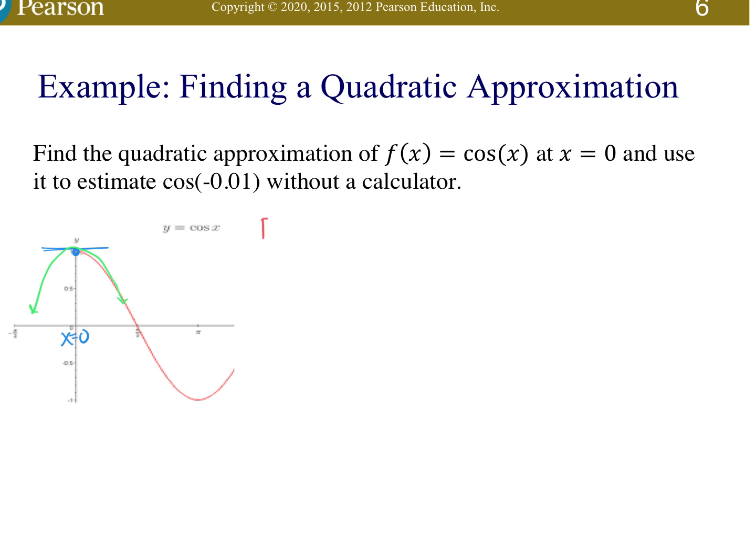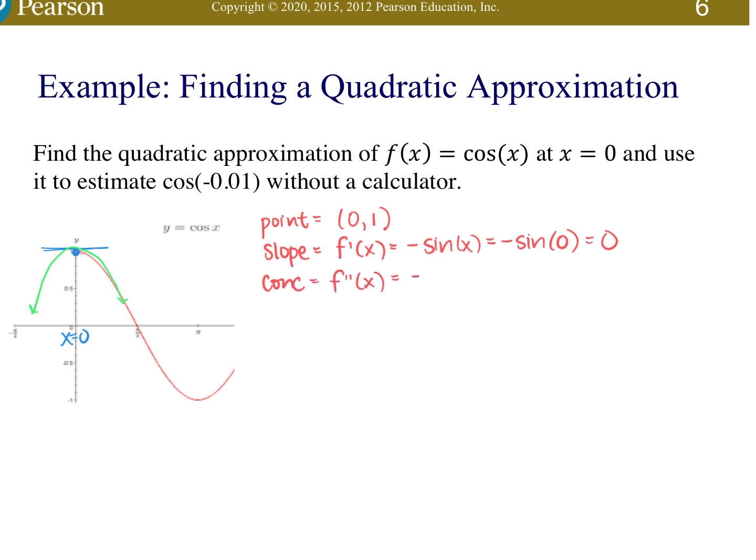So our point now is going to be the point 0, and then the cosine of 0, which is 1. Our slope will be f prime of x, which is the negative sine of x, or the negative sine of 0, which is still 0. And then our concavity will be the second derivative, so that will be the negative cosine of 0, or negative 1. So we have negative concavity.